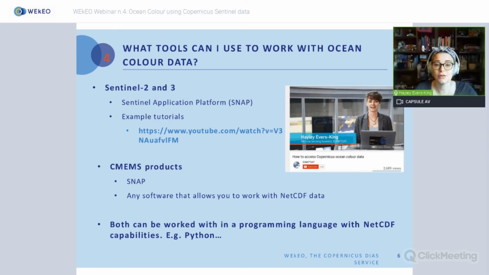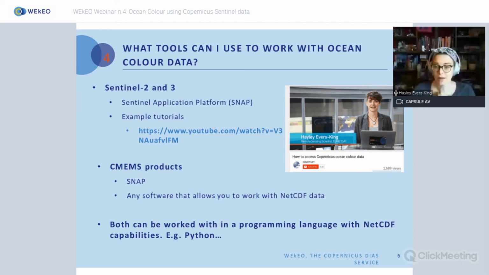So what tools can you use to work with Ocean Color data? I've already mentioned the use of the Jupyter tutorials to access the data and to work with it. But you can also use a variety of more graphical user interface based software. So you may have heard of the Sentinel Application Platform, SNAP. This you can use on your own computer to interrogate this data, or on a WEkEO virtual machine, for example. And we have some example tutorials at the link here where we show you how to work with the data in that software.